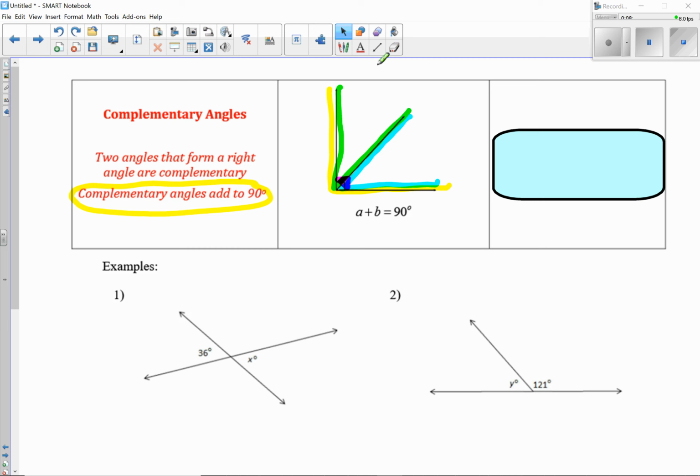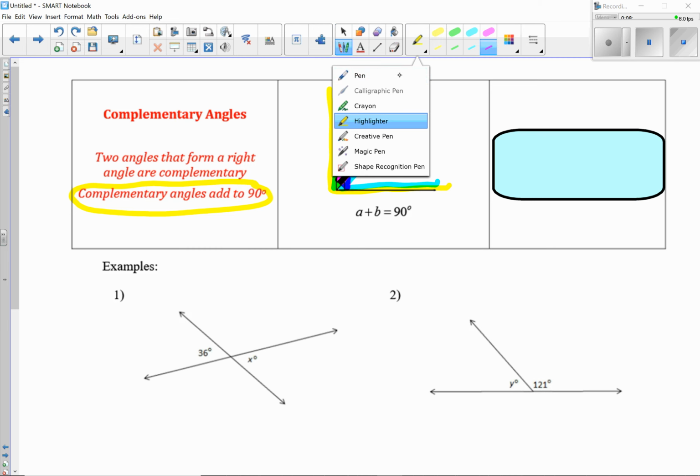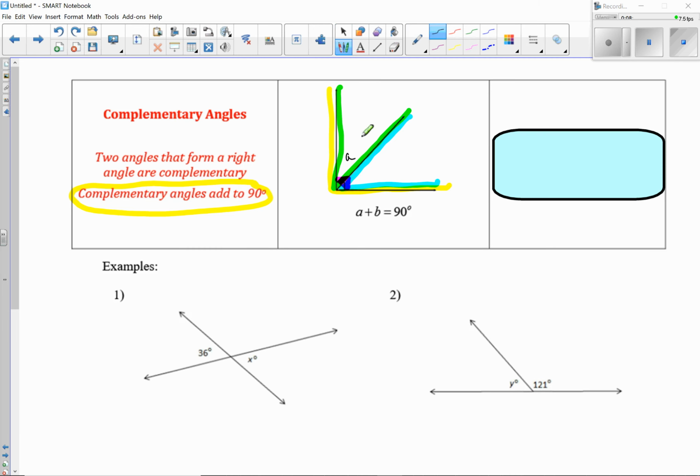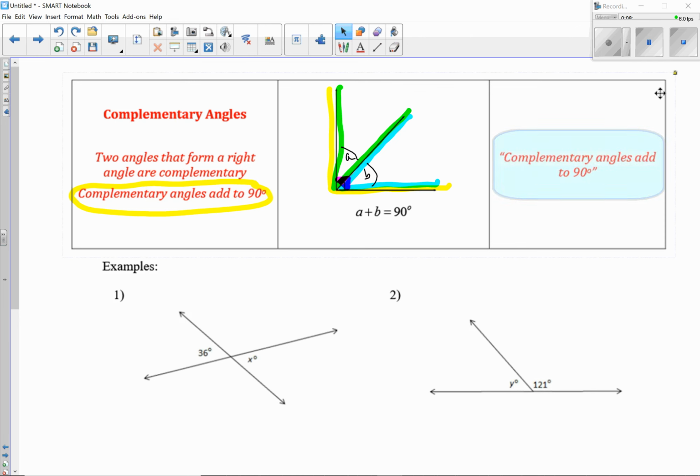Let's call this angle, for argument's sake, angle A, and we'll call this angle B. And again, these two angles together create a larger angle, which is this yellow one, and that's a 90-degree angle. So again, one of the expressions or terminologies that we would use would be complementary angles add to 90 degrees. So those are important things to know.